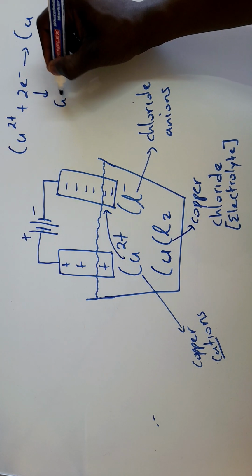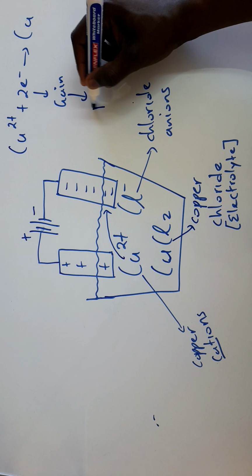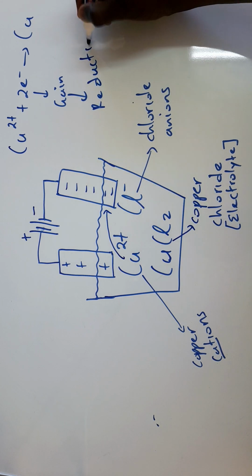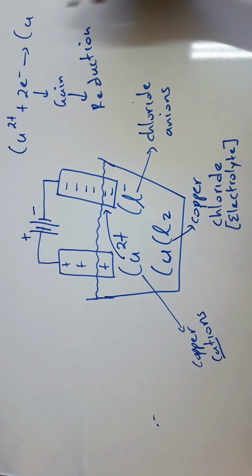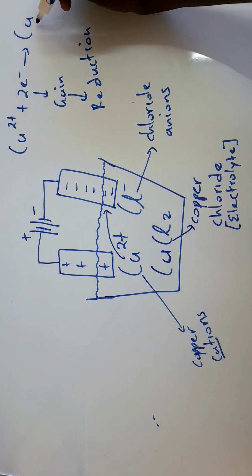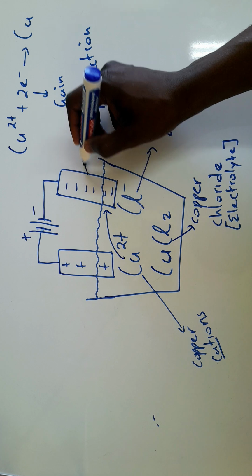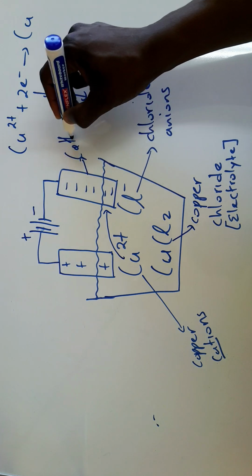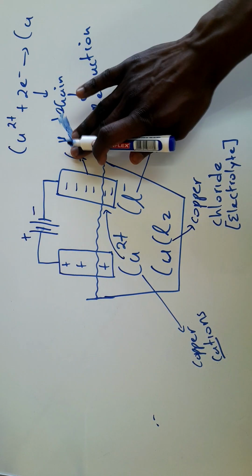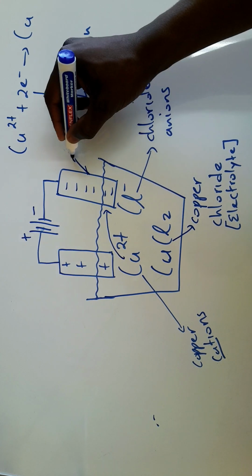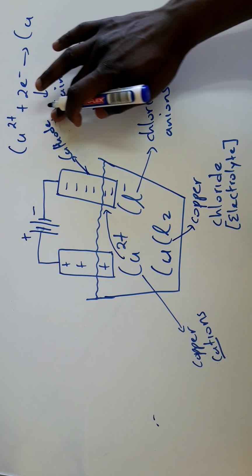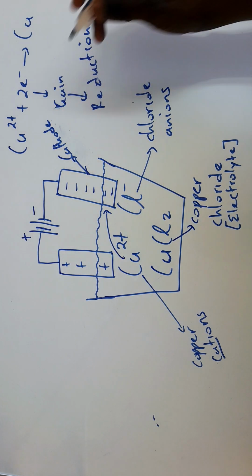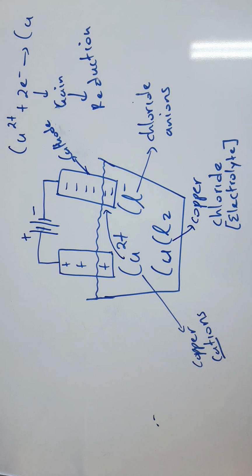Now, remember we said they are going to gain. The gaining of electrons is called reduction. So the copper cations are reduced, and because they are reduced, copper is formed. Because it's reduction, the electrode where reduction occurs is called a cathode. Therefore, this electrode, the negative electrode on this side, is a cathode. And you'll notice immediately that in an electrolytic cell our cathode is negative, as opposed to a galvanic cell whereby the cathode is positive.